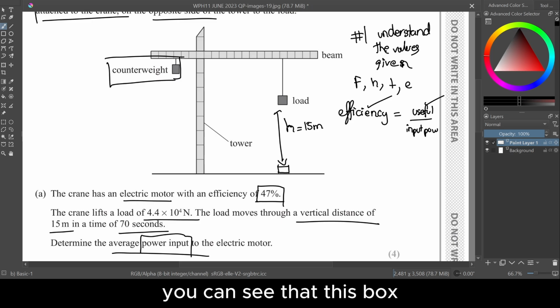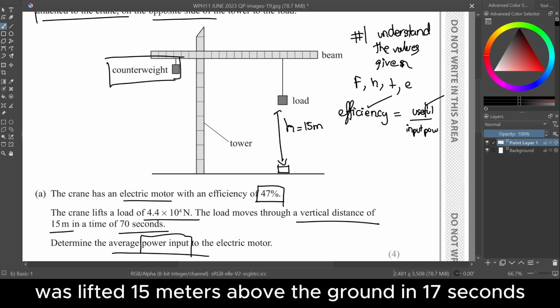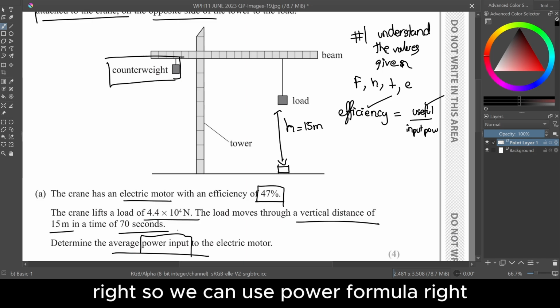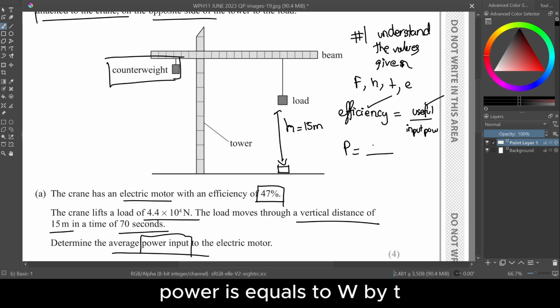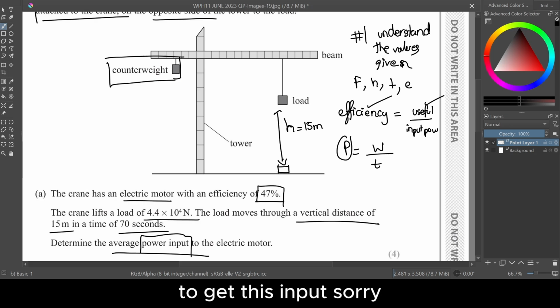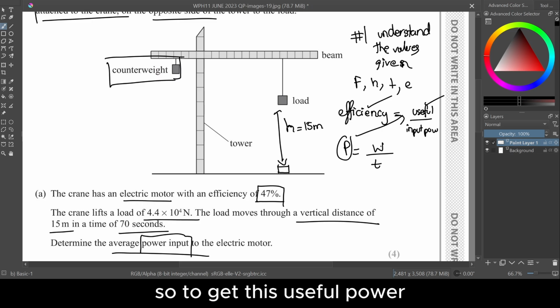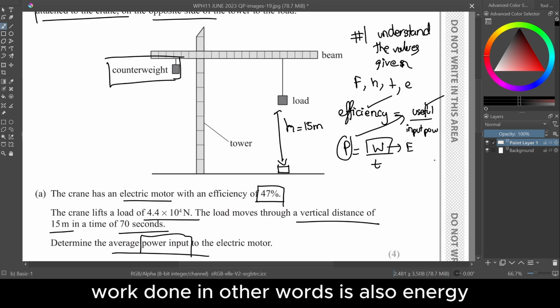You can see that this box was lifted 15 meters above the ground in 70 seconds, right? So we can use the power formula: power is equal to W by T, to get this useful power. To get this useful power, you need the work done. Work done, in other words, is also energy.